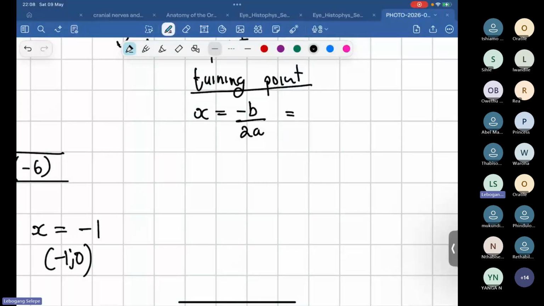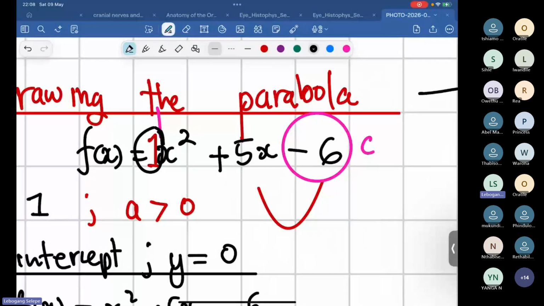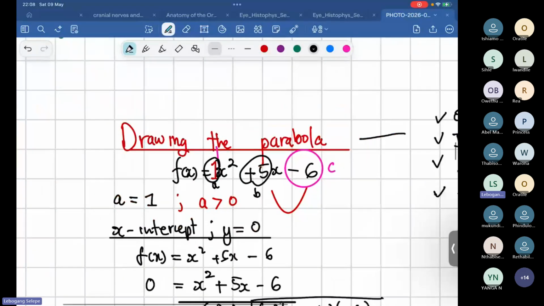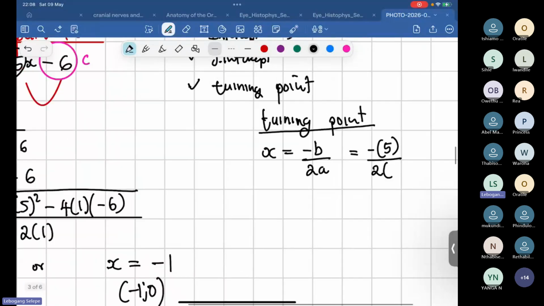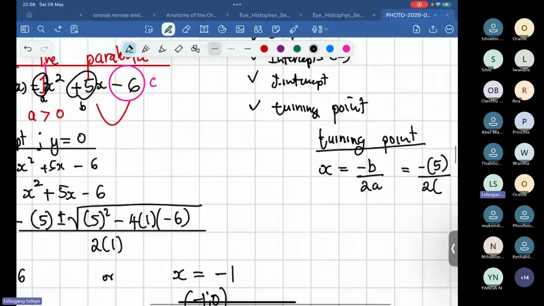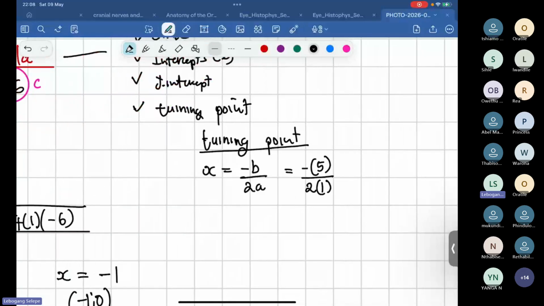So substitution, what is the value of b according to this equation? Remember, we know that this is a, this is b, and that is c. So that's 5. So this is going to be negative 5 divided by 2 multiplied by, what is the value of a? 1. It's 1, right? So if you punch that on a calculator, negative 5 divided by 2 gives you negative 5 over 2. That is going to be the x coordinate.